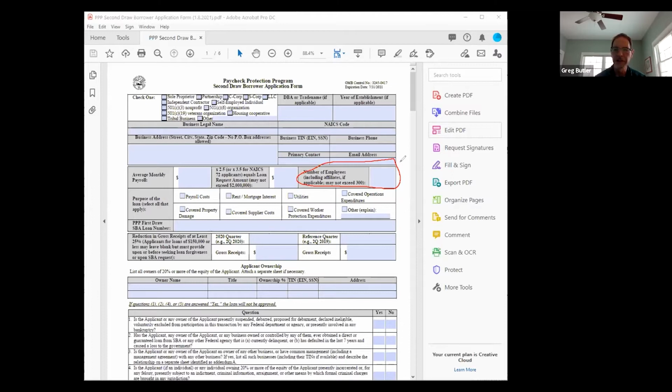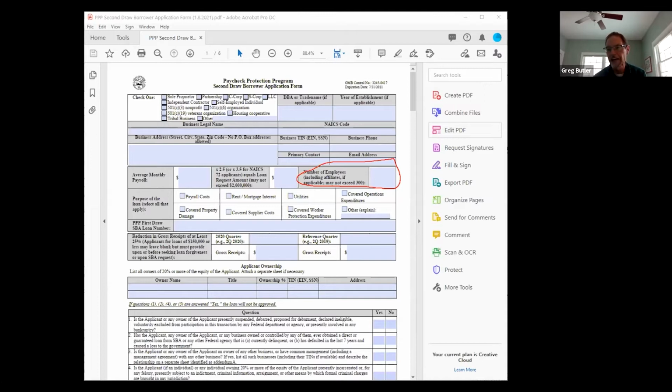We have heard anecdotally that the SBA has some type of algorithm that they're doing in the background, taking your loan application request amount and dividing it by the number of employees in that box. And if the amount is more than $30,000, they're kicking it back because internally they've considered that $30,000 per employee should be the most you should get based on your average monthly payroll.